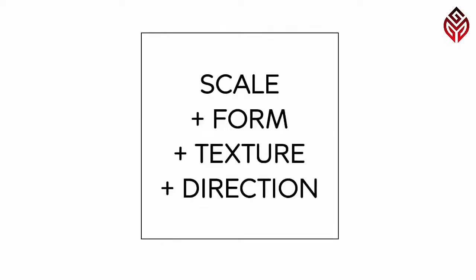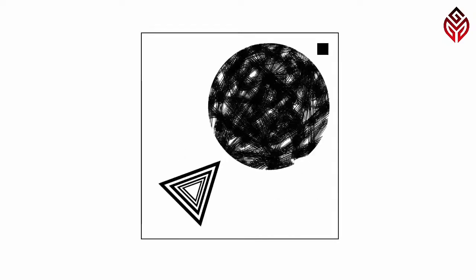So if we keep going now and we try and add some direction to our other elements, you can see we've added a third element here, the triangle. And now we've clearly got, even though we've got differences in scale and differences in form and differences in texture, they're unifying in this very strong diagonal relationship.